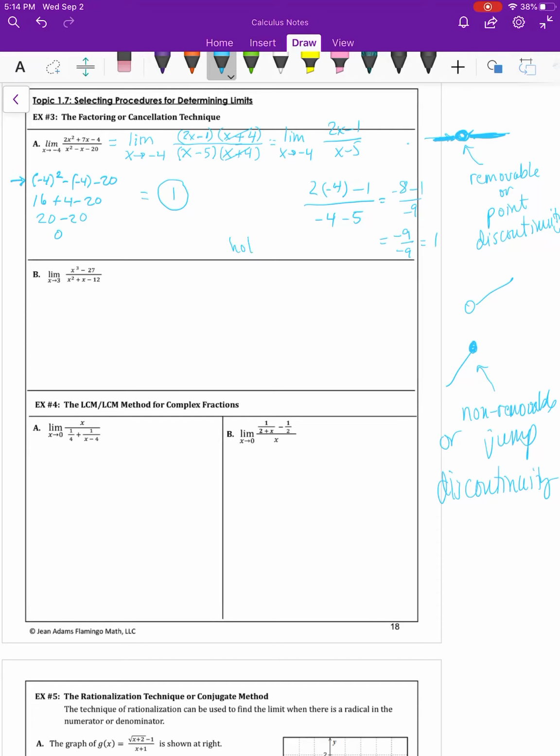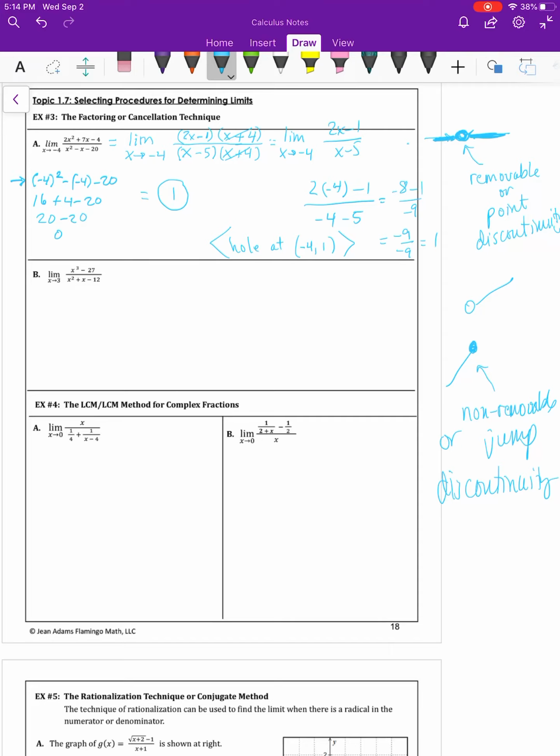It also means that there is a hole at negative 4, positive 1, right? That's just extra that you don't need to know right now. But that is what is happening here in this function whenever we do this. Okay.